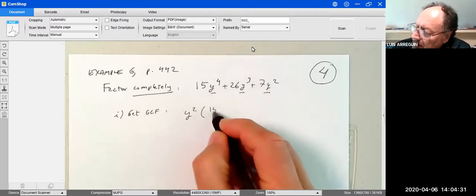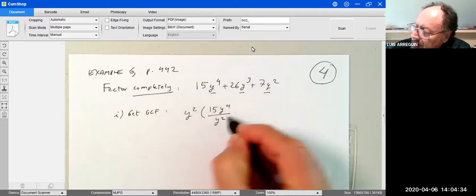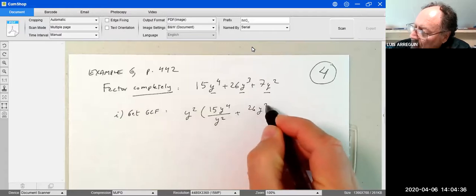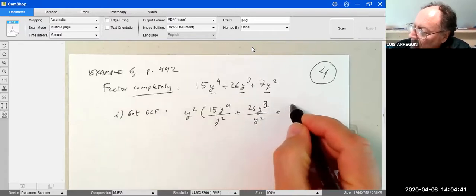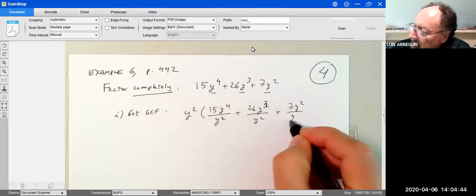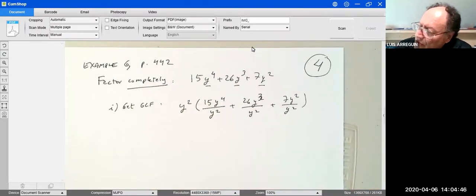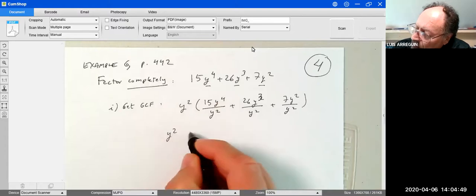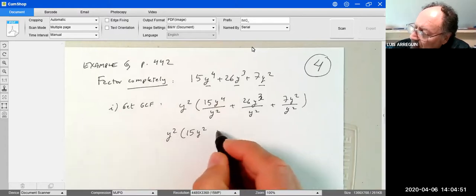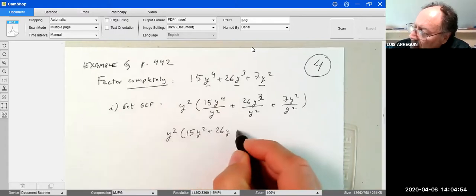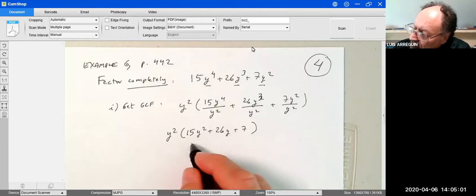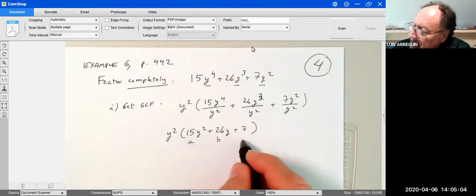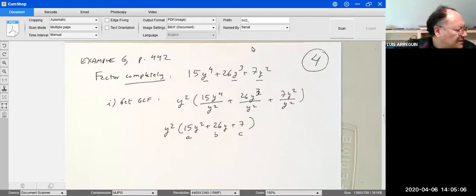So then you're going to divide everything by your greatest common factor. So we are just applying what we learned the last time before proceeding with factoring the trinomial. So when you do this, you're going to end up with y squared times 15y squared plus 26y plus 7. So that's the second part. Then you're going to factor this trinomial. So you have a, b, and c here.